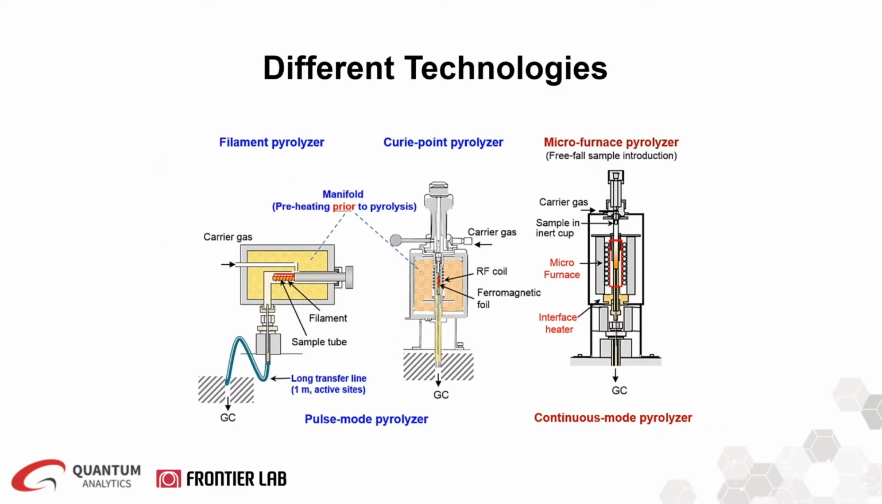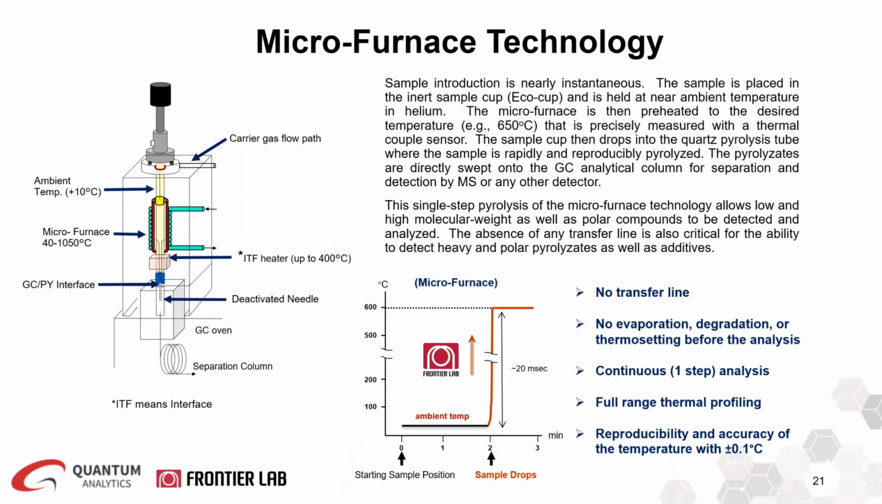My last topic before turning to Terry for application notes is to talk a little bit about the different pyrolysis technologies in the market. So as you could see here, there are three different technologies in the market for pyrolysis technique: filament, Curie point, and also the vertical microfurnace. I'm going to start with the microfurnace technology.